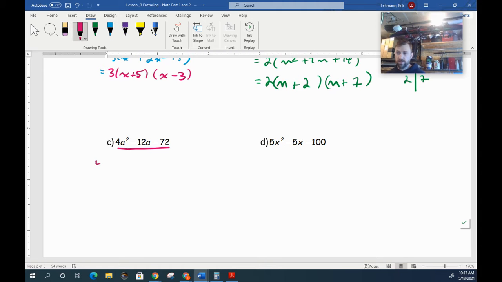Aren't I lucky? 4a squared minus 3a minus. How many times does 4 go into 72? It goes in 18 times. You might want to use your calculator for that.